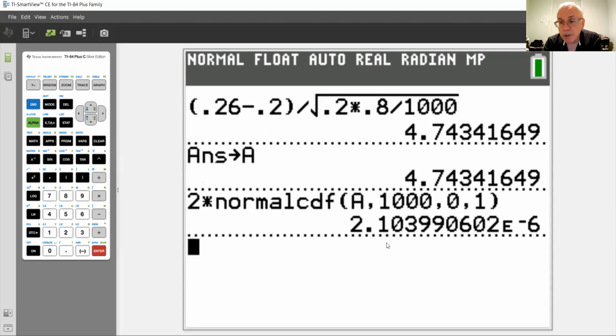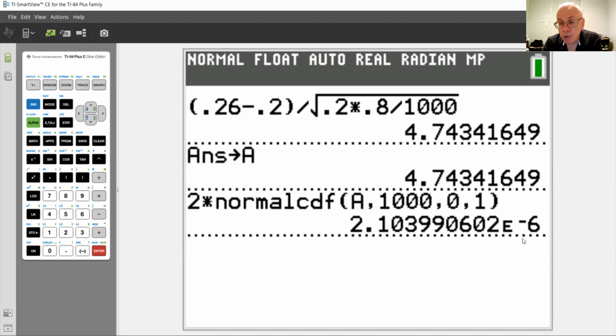P-value is not 2.1. These students see this and they think, remember the p-value is a probability. Probability has to be between 0 and 1. So that 2.1 cannot be the probability. But notice at the very end, it says e -6. E represents an exponent. An exponent to what base? 10. So this is 10 to the -6 power. All right. So this is really 2.1 times 10 to the -6 power.